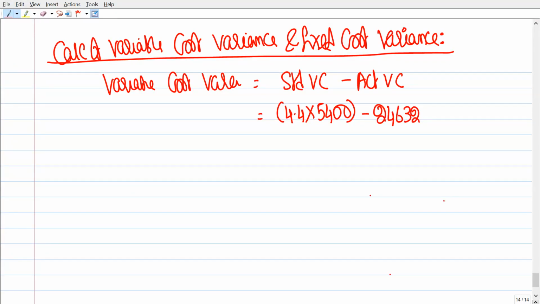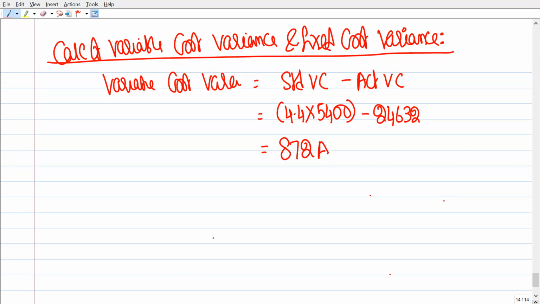Do this and tell me what it is. 4.4 into 5,400 is what I should have spent, and I've spent 24,632. The question talks about a favorable scenario, whereas it's an adverse scenario. I cannot compare 6,000 cost with 5,400. 872 adverse. So on the cost side we have lost money.